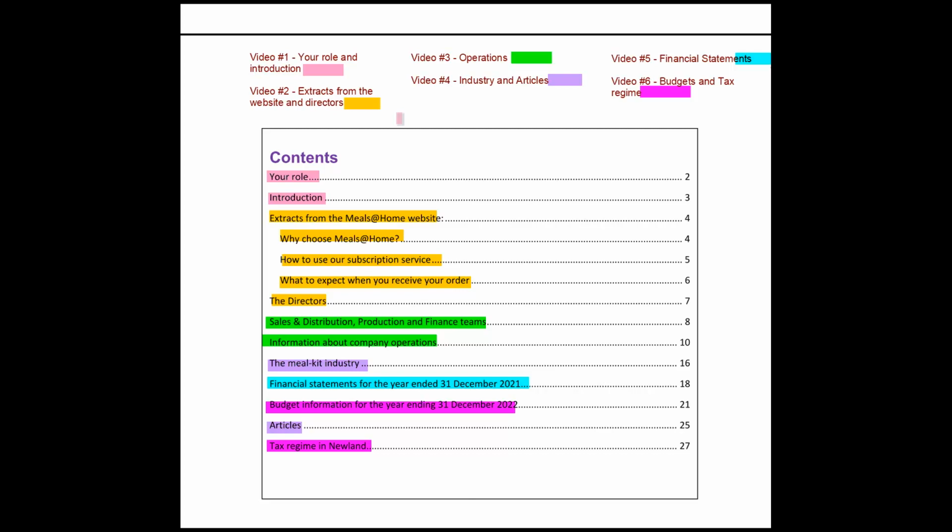Video 5, we're going to be going into everyone's favorite, the financial statements for the year ending 2021. We're going to be looking at the implications of these and picking out any notable details from these financial statements. And then in video 6, we're going to finish up by looking at the budget information for the following year, the year ending 2022. And we're also going to have a brief look at the tax regime in Newland. So that is the contents. That's how we're going to be navigating this pre-seen analysis video series. That's what all of the videos are going to contain. With all of this admin out the way, we're now going to move on to look at the Your Role section of the pre-seen.